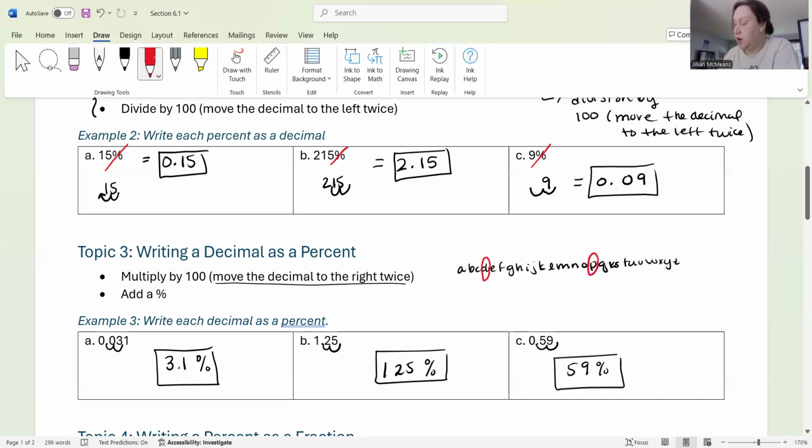Okay, so if you're trying to go from a decimal to a percent, you move your decimal to the right. If you're trying to go from a percent to a decimal, you move your decimal point to the left. Okay, so that is one way to remember which direction to move the decimal point if you are having a hard time remembering. Okay, so that is converting decimals and percents between each other. In the next video, we'll look at converting percents to fractions or fractions to percents.